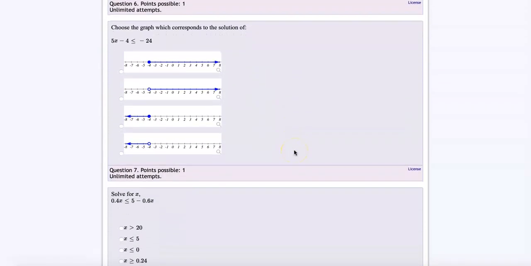Now for question number 7, we want to choose the graph that corresponds. So what we're going to do is we're going to start off with this inequality and we're going to add 4 to both sides. So when you add 4 to both sides, you end up with 5x less than or equal to negative 20. So that's adding 4 to both sides. Next, you divide both sides by 5 and you get x less than or equal to negative 4.